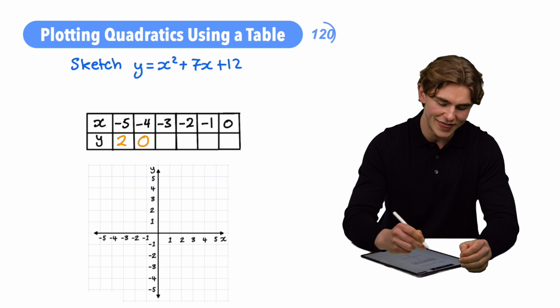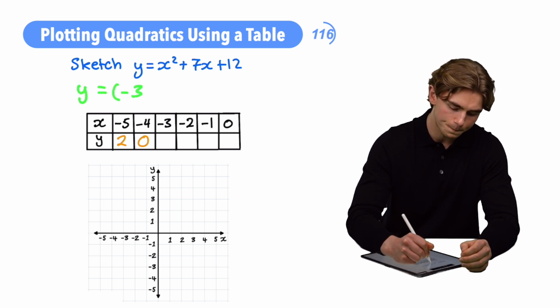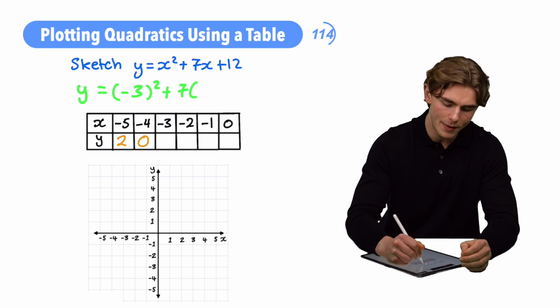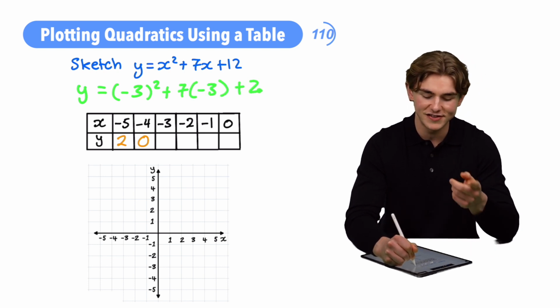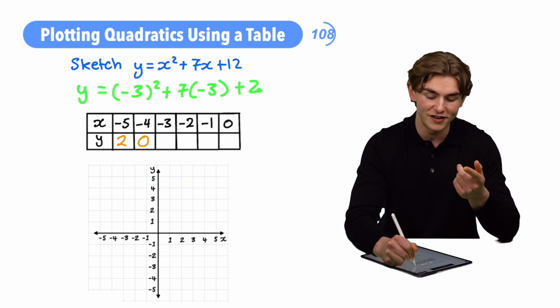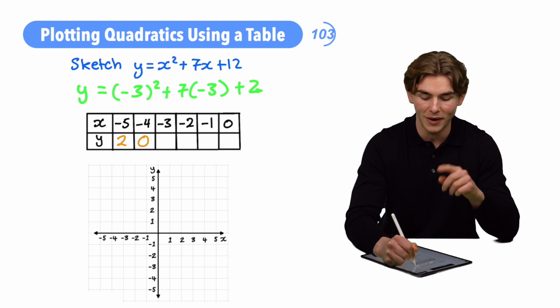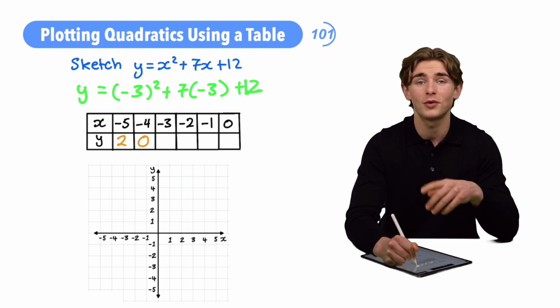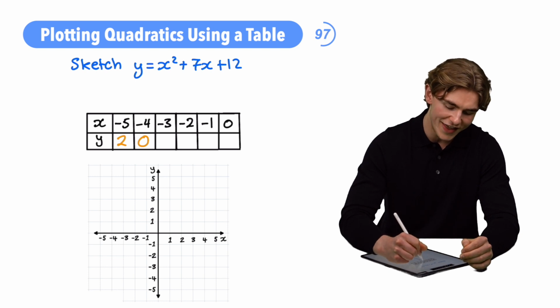Subbing in minus 3, that is going to give us, what's it going to be? Y is going to be equal to minus 3 squared plus 7 times by minus 3, plus 12. Minus 3 squared, that's going to be positive 9, plus 7 times by minus 3, 7 by minus 3, that is going to be minus 21. 9 minus 21, that's going to be minus 12, minus 12 plus 12, that's going to be 0, so again, we're going to have that when x is equal to minus 3, y is equal to 0.